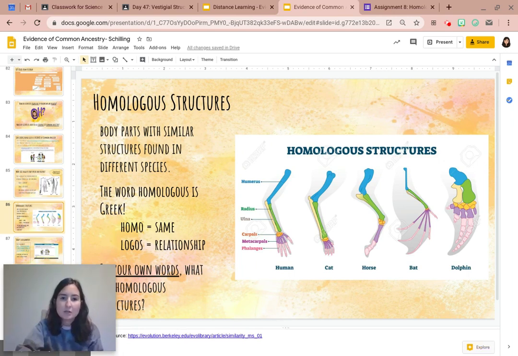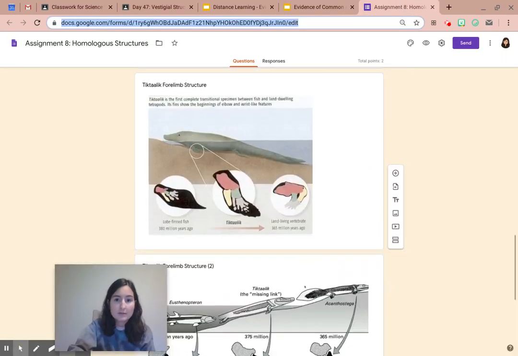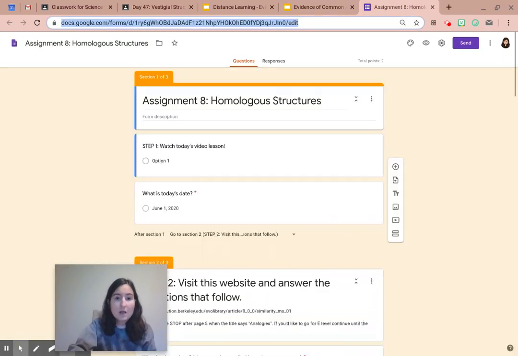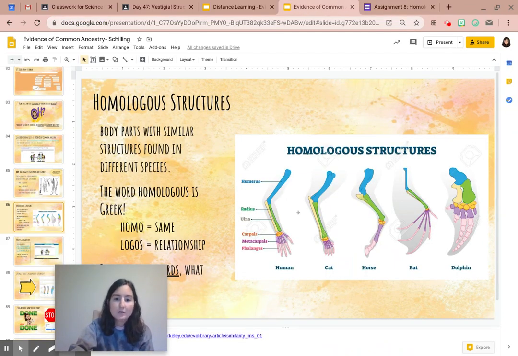So homologous structures are actually body parts with similar structures found in different species. The word homologous is Greek. Homo means same, and logos means relationship. So in your own words, you are going to tell me what are homologous structures, and that again is in this Google form. I think it's the first question. What is a homology, also known as homologous structures? So by coloring them in, it's a little bit easier to see those similarities rather than those main differences. So hopefully this picture is helpful for you.